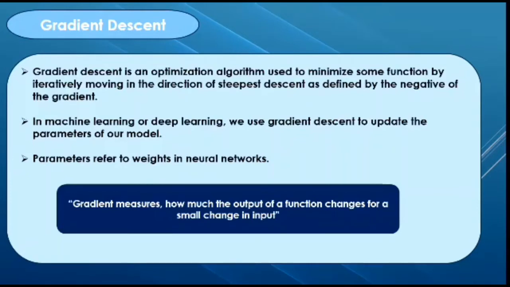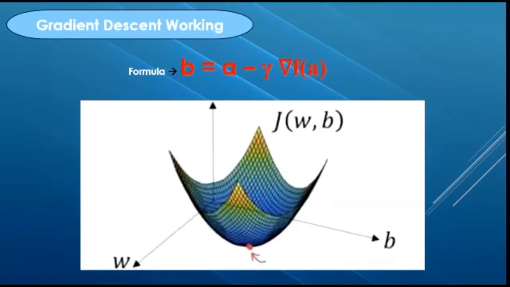Now let's see how it works. Here is the formula for the gradient descent method, where B is the next value, A is the current value, gamma is the learning rate and this is the gradient. So the new weight, or the next value, is equal to the old weight minus the learning rate multiplied by the gradient. Now let us consider this graph and these are the initial values of weights and bias. The basic task of gradient descent is to find the optimal set of weights and bias to minimize the error.